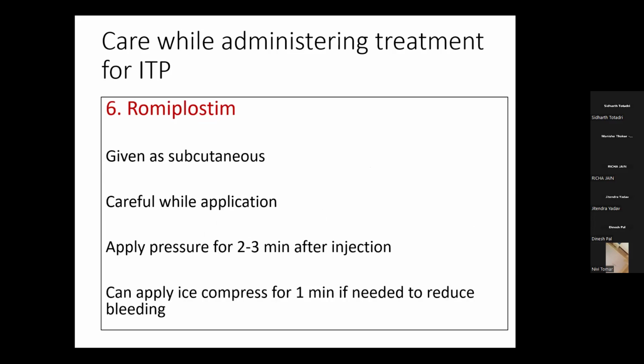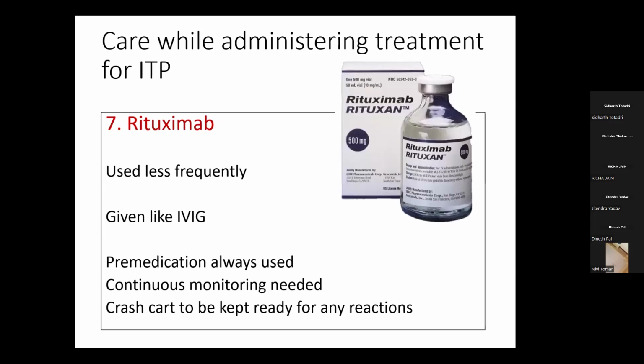Romiplostim is given subcutaneously. Carefully while applying, apply pressure for 2 to 3 minutes after injection. You can apply an ice compress for 1 minute if needed to reduce bleeding. Rituximab is used less frequently, given like IVIG. Pre-medication is always used. Continuous monitoring is needed. The crash cart is to be kept ready for any reaction.